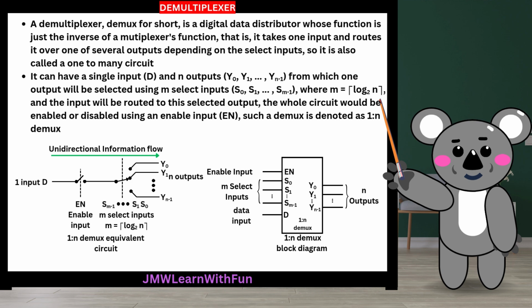The figure shows the 1:n demux equivalent circuit with one input, m select inputs, an enable input, and n outputs. Any one of the n outputs can be selected depending on the m select inputs, where the single input would be routed if the circuit is enabled. Information flow is unidirectional from left to right. The adjacent figure shows the 1:n demux block diagram.